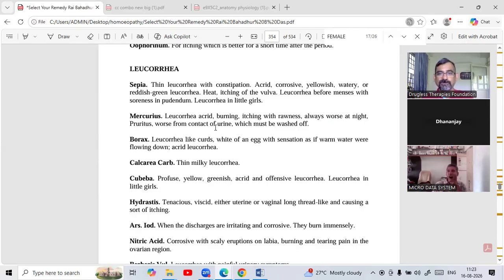Lycopodium, as I told you, the head of the remedies is sepia. Lilium with constipation and corrosive, yellowish, watery discharge. So you can think that the first remedy you should give for all white discharge is sepia. Give a single remedy, or give a remedy which has sepia in the combination.